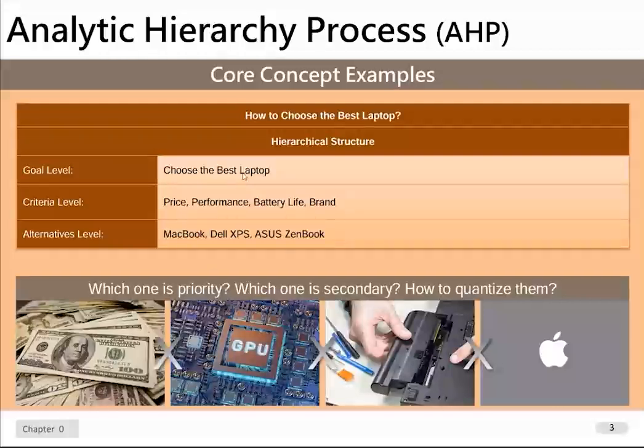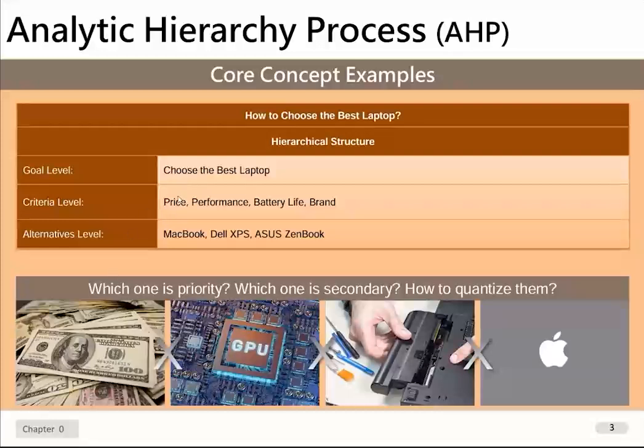So here is an example. If you want to choose a better laptop, what's the hierarchical structure for that? For the goal level: choose the best laptop. That's the top, the final mission for this example. The second one is the criteria level: price, performance, battery life, brand. All these things are the criteria, the design principles. Then you have to compare them.